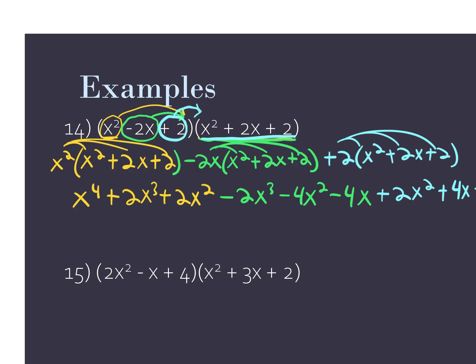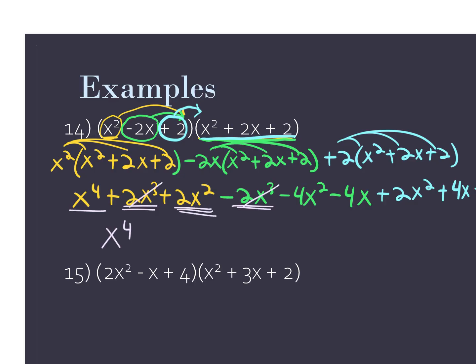All right, what's left to do here? Combine the like terms, right? So we have nothing with the x to the 4th. That's going to stay the same. Do we have any other x to the 3rds? Okay, good. So I see a 2x to the 3rd, and then I see a minus 2x to the 3rd. What happens there? Good.